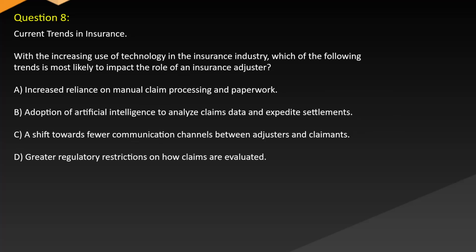Question 8. Current trends in insurance. With the increasing use of technology in the insurance industry, which of the following trends is most likely to impact the role of an insurance adjuster? A. Increased reliance on manual claim processing and paperwork. B. Adoption of artificial intelligence to analyze claims data and expedite settlements. C. A shift towards fewer communication channels between adjusters and claimants. D. Greater regulatory restrictions on how claims are evaluated.